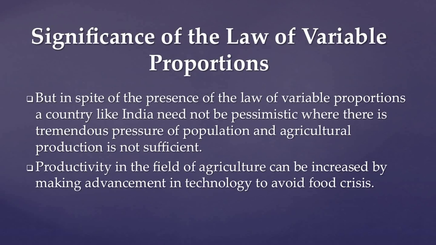But in spite of the presence of the law of variable proportions, a country like India need not be pessimistic, where there is tremendous pressure of population and agriculture production is not sufficient. Productivity in the field of agriculture can be increased by making advancement in technology to avoid food crisis.